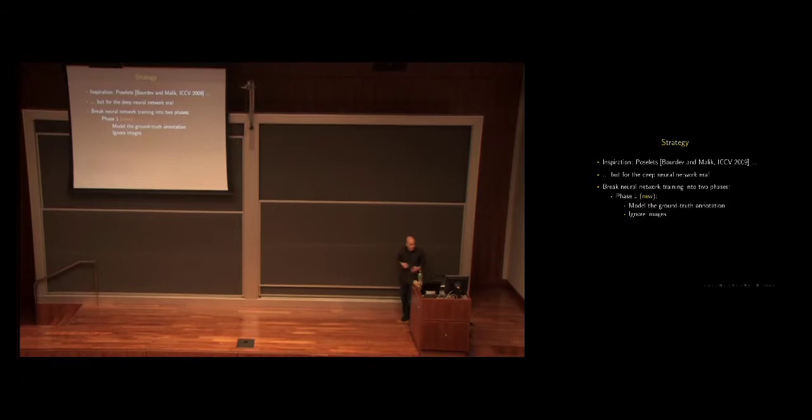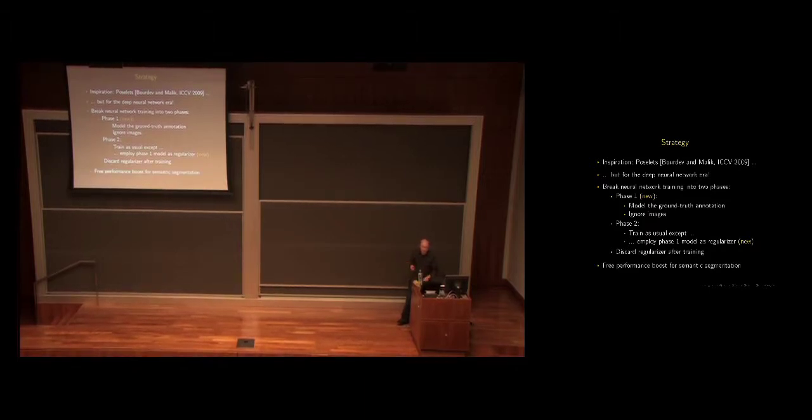So the idea is that we're going to break training into two phases. The first is going to model the ground truth annotation with a deep network, ignoring images. The second phase is going to connect up this model we learned in the first phase to the deep network that we're actually training for the task, and we're going to employ the phase 1 model as a regularizer. After training, we can simply discard the regularizer, and we're going to show we get a free performance boost for semantic segmentation.